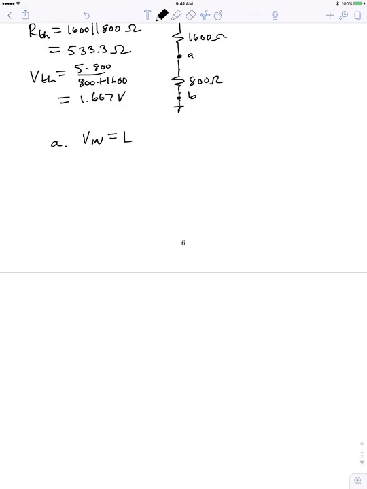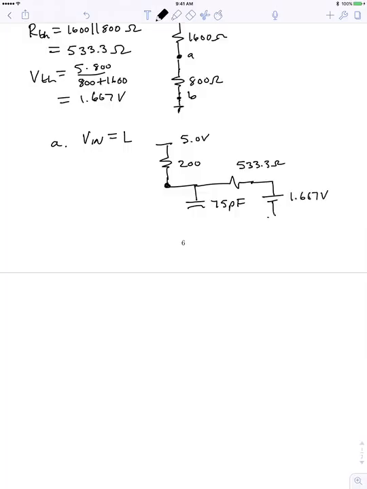Okay. So that lets us move to part A, where Vn is an ideal low. If Vn is an ideal low, then Rp should be switched on. The on resistance is 200 ohms. And then we connect the capacitor and then the Thevenin equivalent circuit. Okay, so that's the equivalent circuit we need for part A.